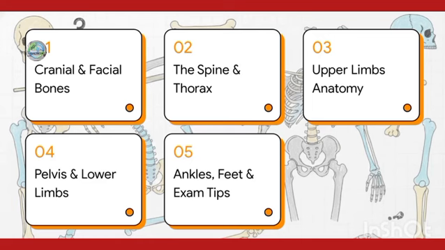Okay, let's dive right into this. Here's our agenda for today's rapid elevator ride down the body. First, cranial and facial bones. Then, the spine and thorax. Third, upper limbs anatomy. Fourth, pelvis and lower limbs. And finally, ankles, feet, and some crucial exam tips.